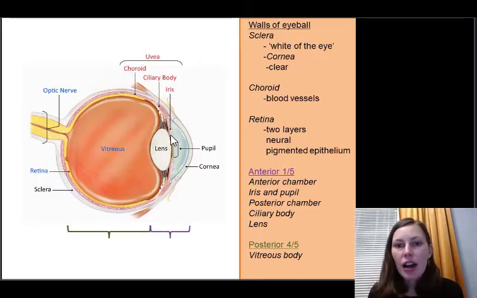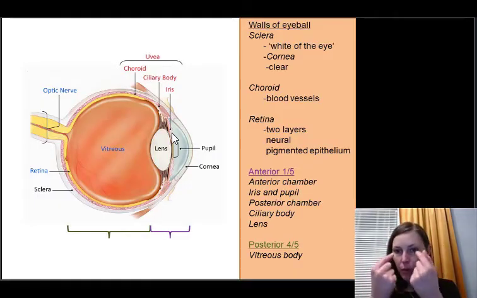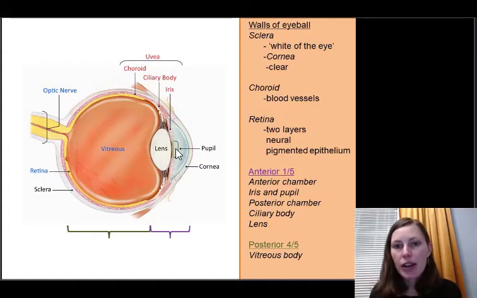Then we have the iris, and the iris you're probably familiar with when you're looking at a person's eyes. This is that circular portion that's colored. It has a hole in the middle of it called the pupil, and the pupil is the opening between the anterior chamber and the posterior chamber.